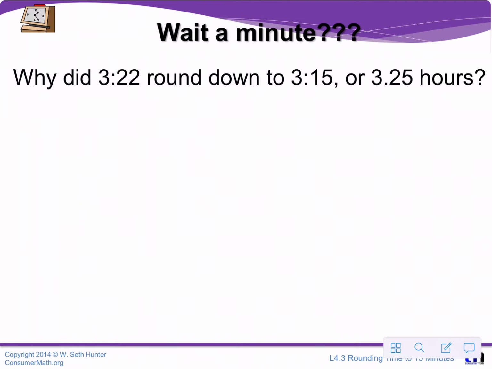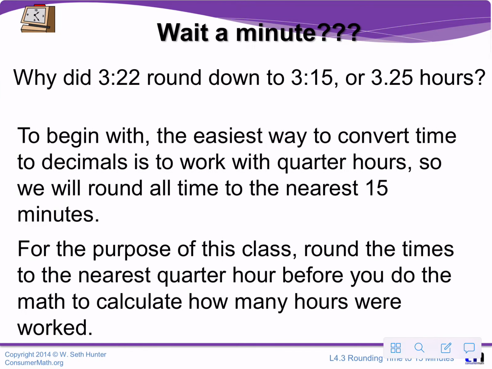Why did the 6 hours and 22 minutes round down to 6:15 or to 6.25 hours? To begin with, the easiest way to convert time to decimal is to work with quarter hours. So you'll round all times to the nearest 15 minutes. For the purpose of this class, round the times to the nearest quarter of an hour before you do the math to calculate how many hours were worked.